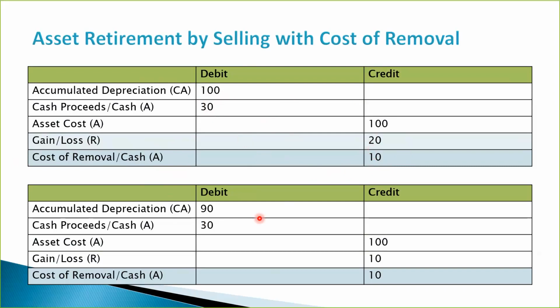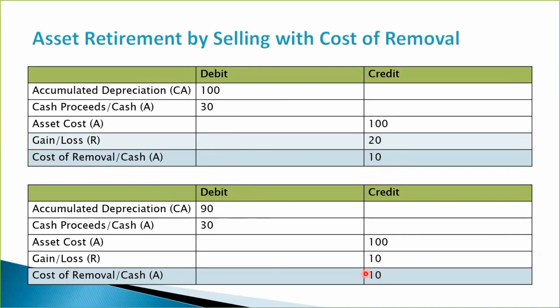In the second case, the asset has not been fully depreciated. So accumulated depreciation is 90, so we are incurring a book value loss of $10, because 100 minus 90 is 10. So there's a 10 which we did not use, which we did not expense out. But you're retiring the asset, so the whole amount has to come off your books, so you credit the asset cost. And you're also paying for this asset to be removed, which is $10.